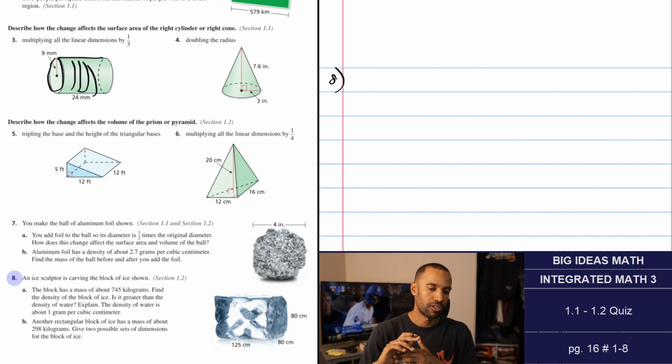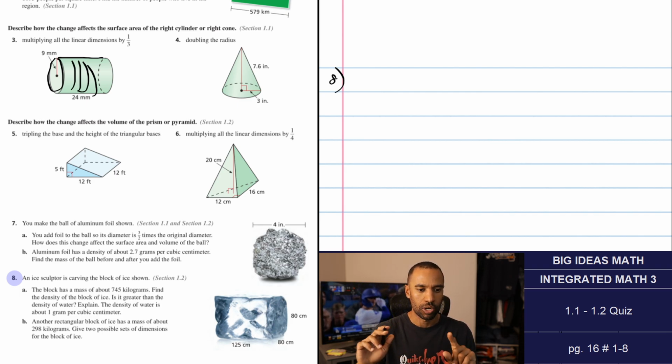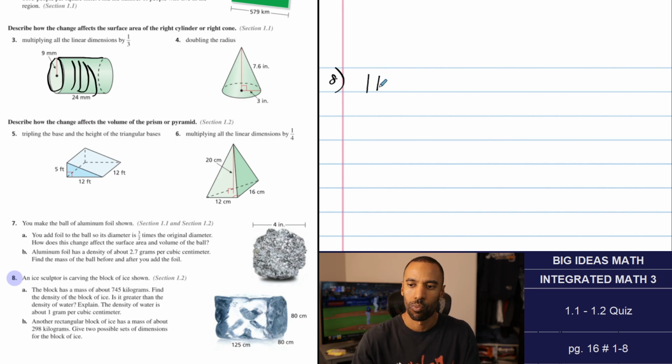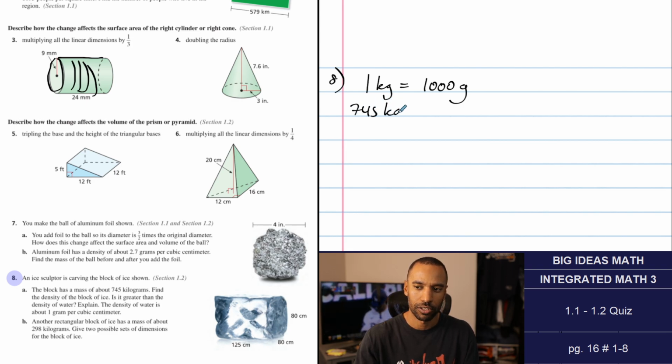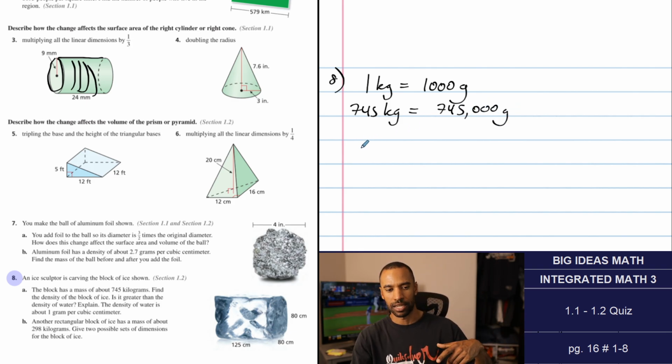So we have centimeters displayed for the blocks of ice, but they show kilograms on this other part. So 1 kilogram is 1,000 grams. So 745 kilograms is 745,000 grams. I'm going to use that when it comes to our density bit.